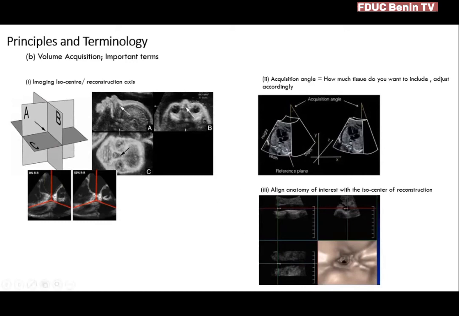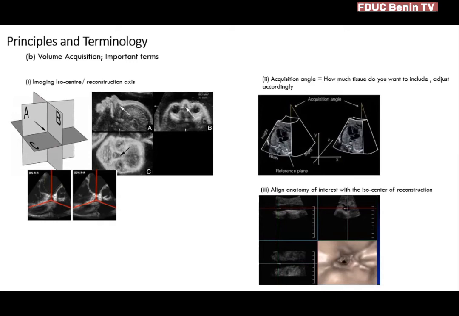But it is important to know that we should be able to align our anatomy of interest to the isocenter of reconstruction. And that is a skill when practicing 3D, 4D. It is also important to note that the surface area of the anatomy of interest that the operator intends to cover can be manipulated, depending on the operator's preferences.